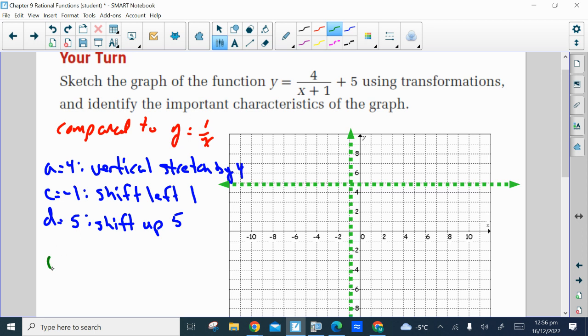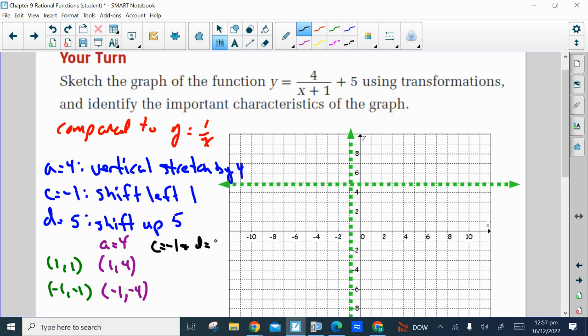Once again, if we start with the points (1, 1) and (-1, -1), we have an a value of 4, so that's going to be a vertical stretch by 4. All the y values will get multiplied by 4. And then the graph will go 1 left, so that's our c value of -1, and our d value of +5. 1 left means we're going to subtract 1 from all of the x values and add 5 to all the y values.